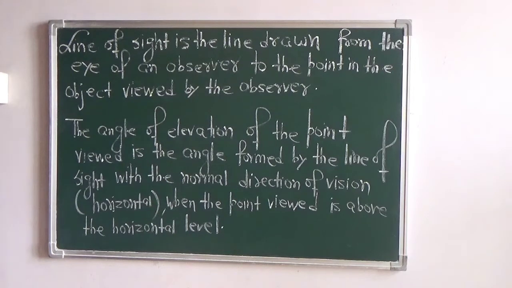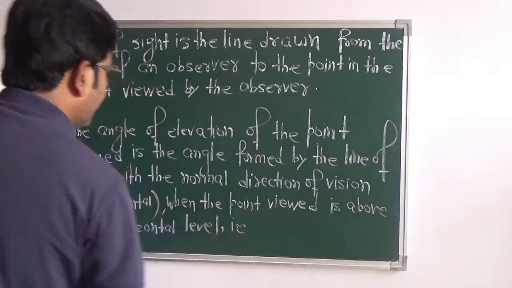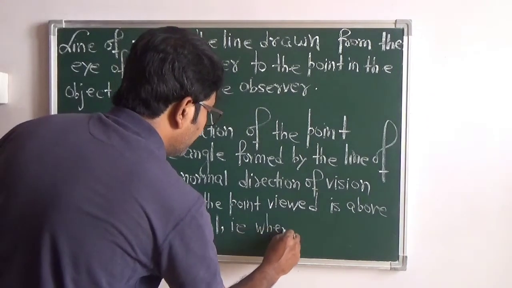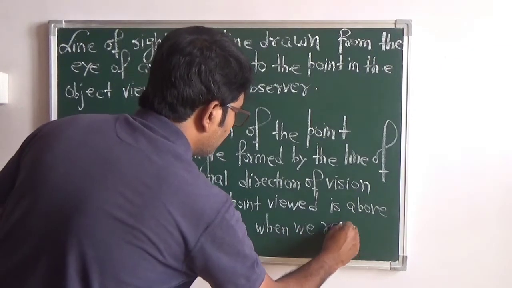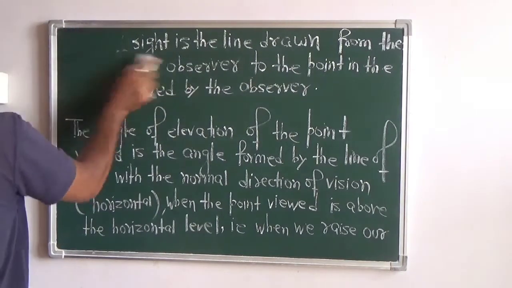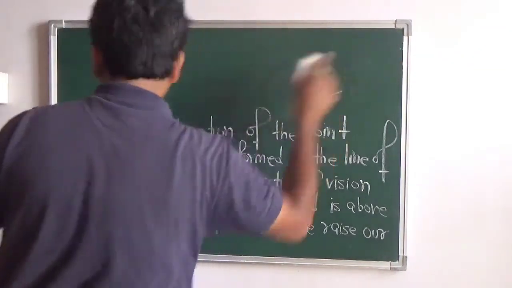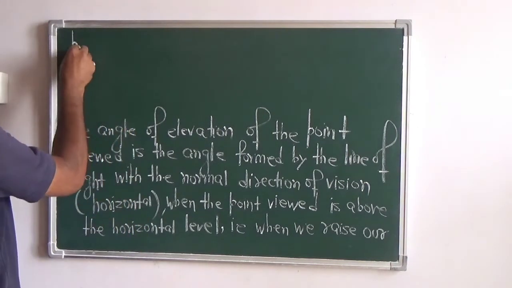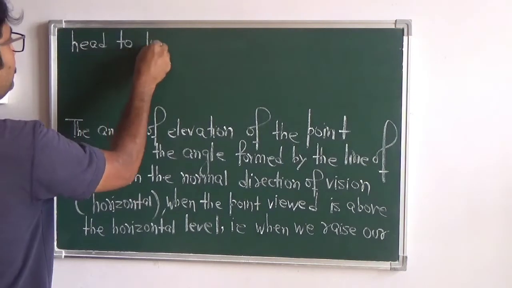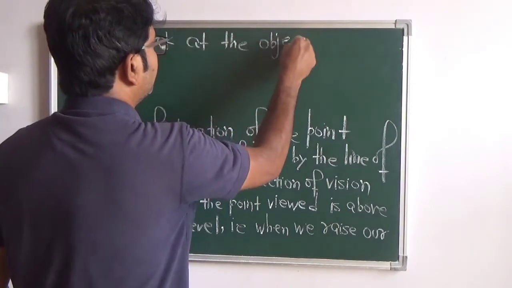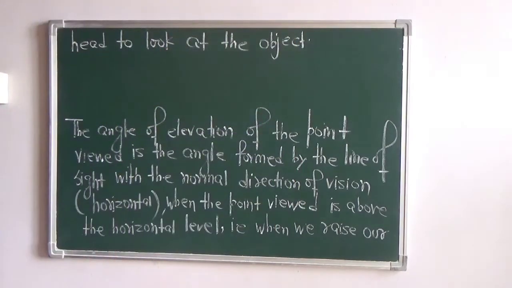Now, we can also say, that is when we raise our head to look at the object. So this is the definition of the line of sight and the angle of elevation.